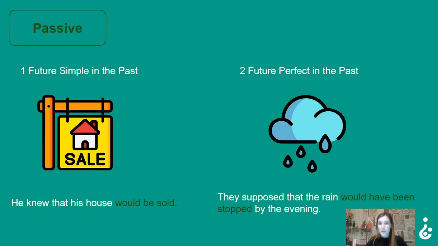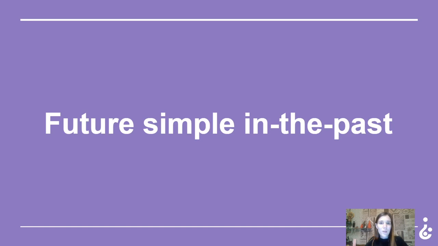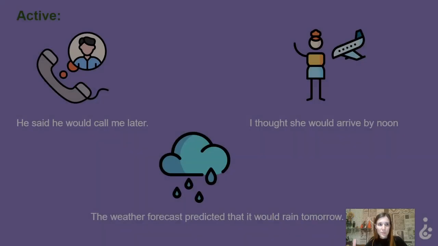And now for passive. Future simple in the past. He knew that his house would be sold. Future perfect in the past. They supposed that the rain would have been stopped by the evening. Very good. Now, examples. Future simple in the past.